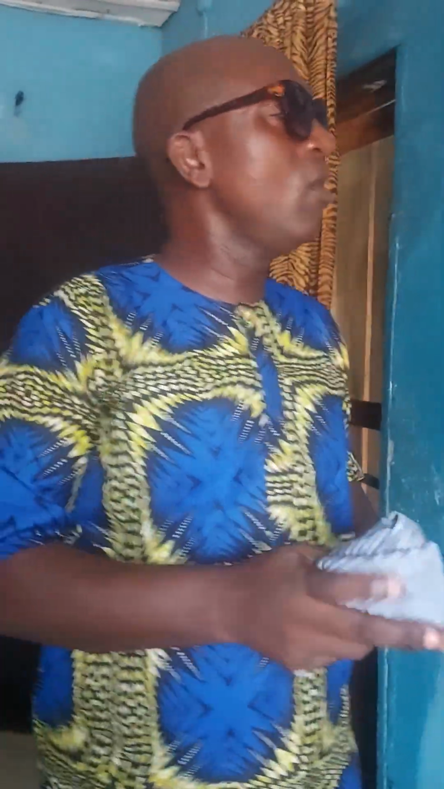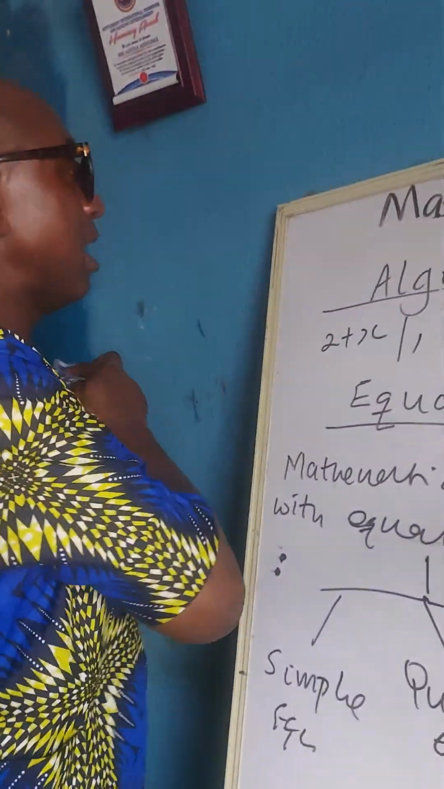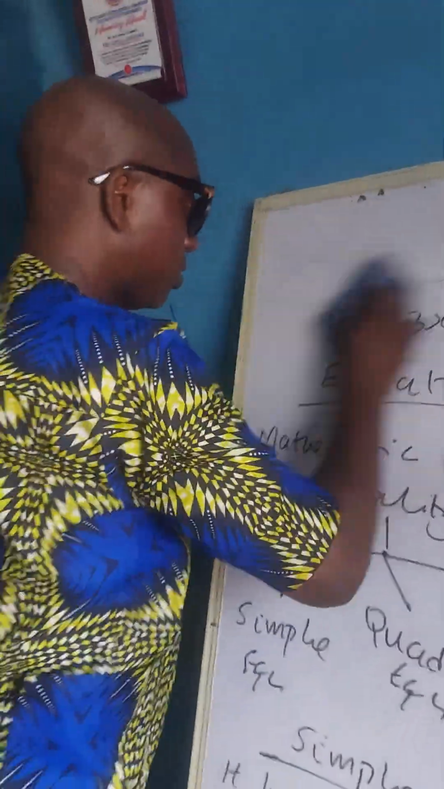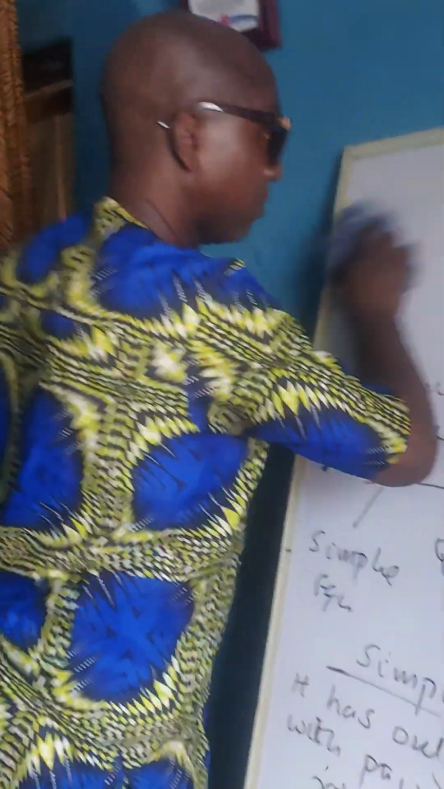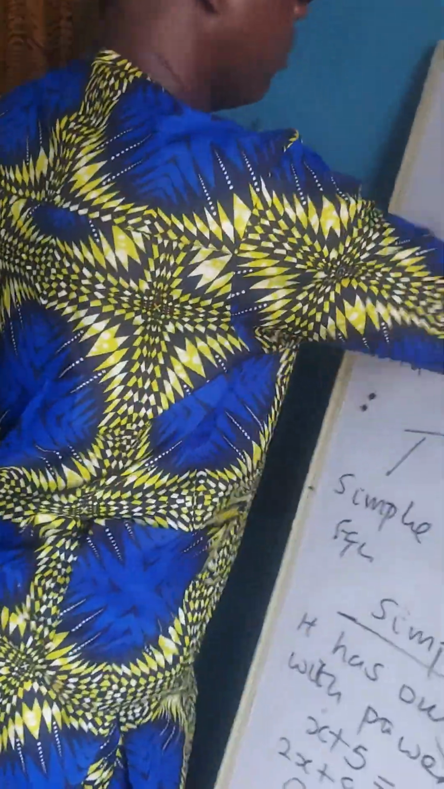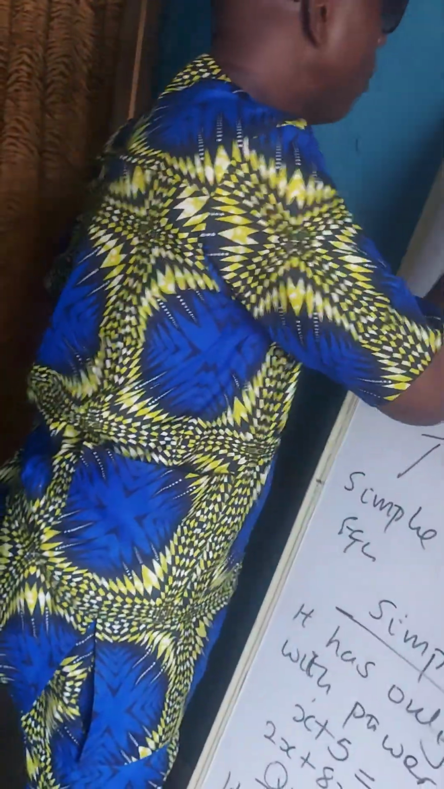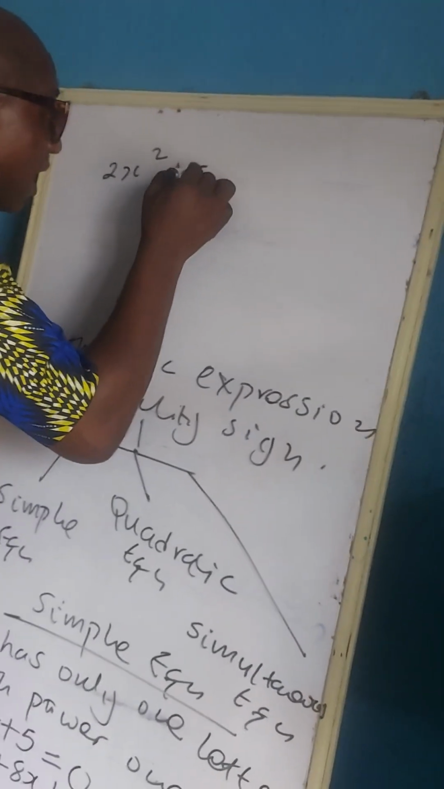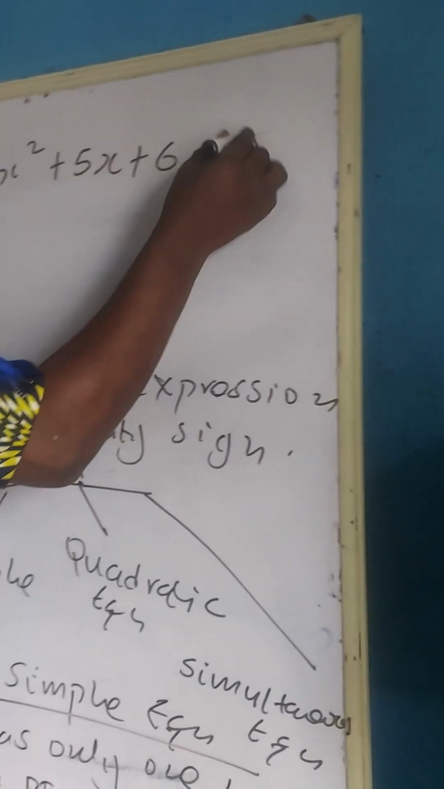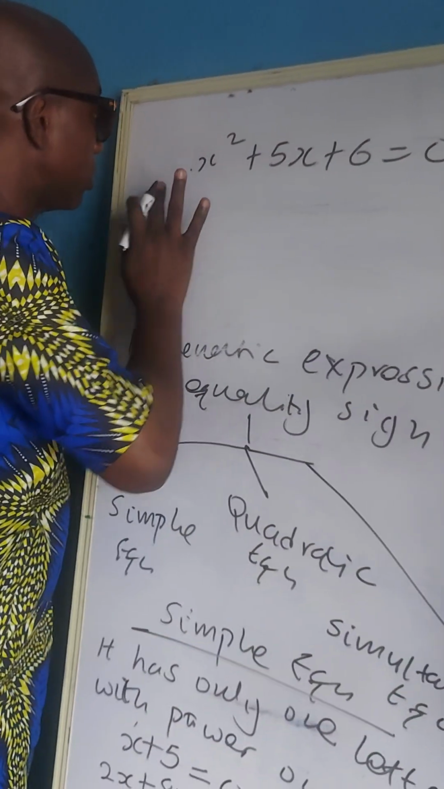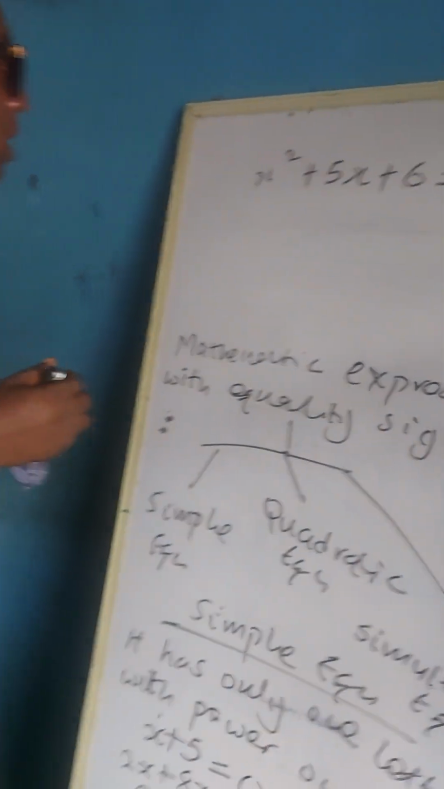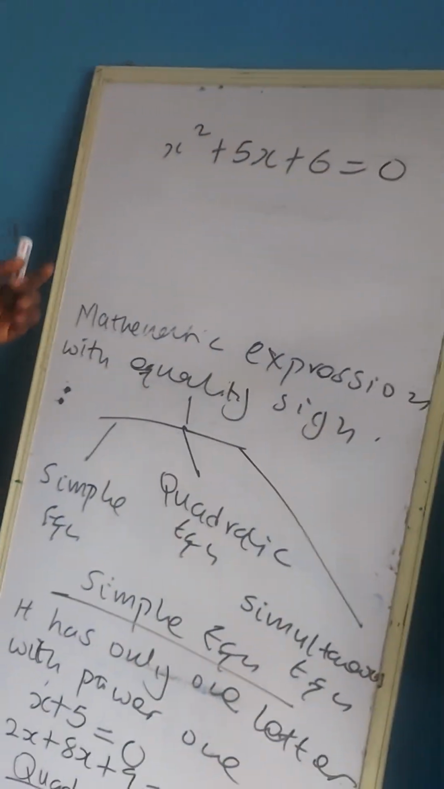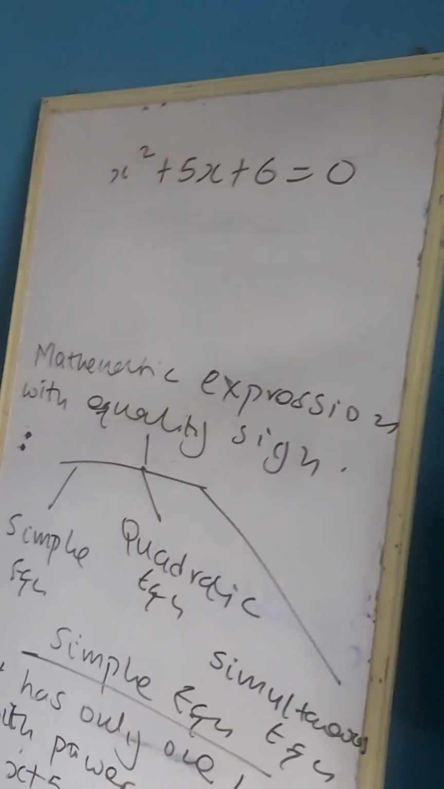The only difference, let me quickly rub off this. Example of that one: 2x squared plus 5x plus 6 equal to 0. Let me change it to x squared. Sorry for that. x squared plus 5x plus 6 equal to 0. This is an example of quadratic equation.